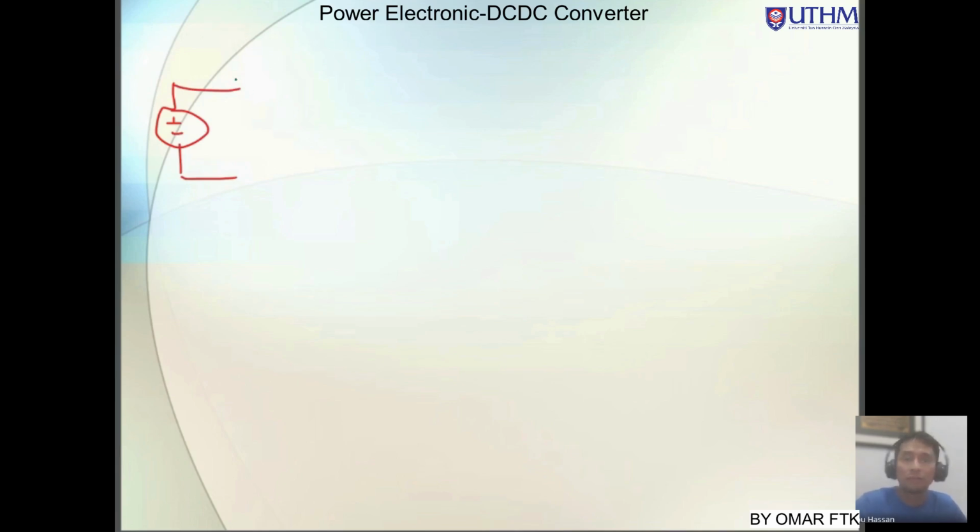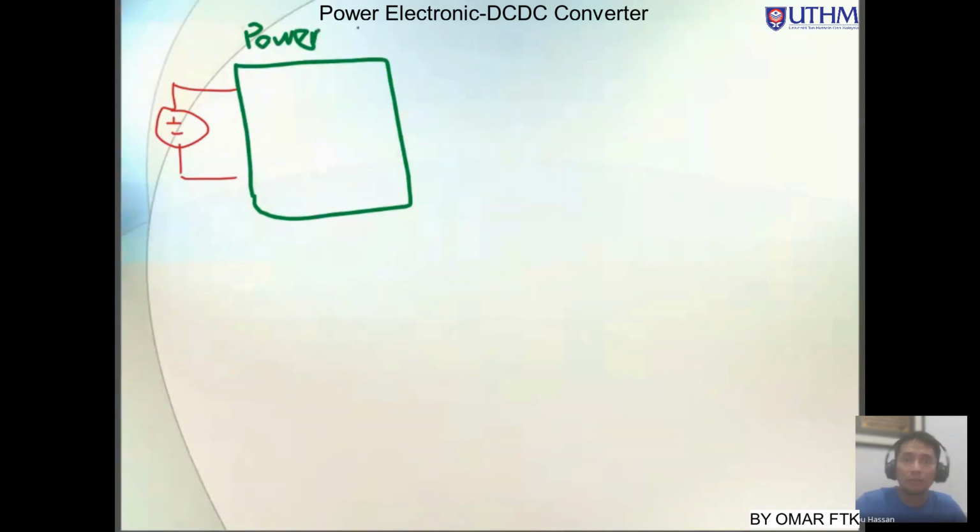For the overall converter, we have the supply part, and then here we call it the power stage. Then we have the output side, the load, and sometimes we put a capacitor over here to stabilize our output. So this is the supply side, and this one is the load side.